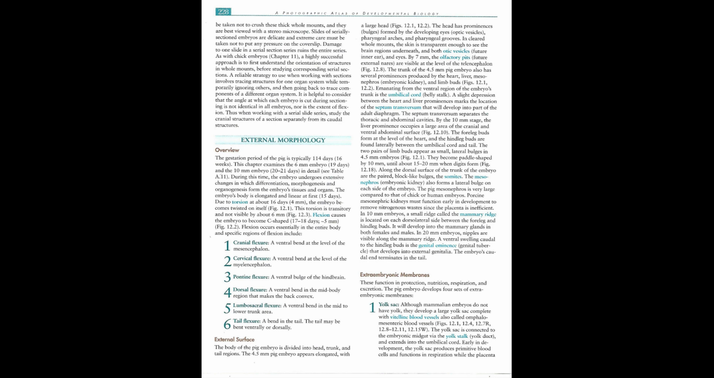A reliable strategy to use when working with sections involves tracing structures for one organ system while temporarily ignoring others, and then going back to trace components of a different organ system. It is helpful to consider that the angle at which each embryo is cut during sectioning is not identical in all embryos, nor is the extent of flexion. Thus, when working with a serial slide series, study the cranial structures of a section separately from its caudal structures.